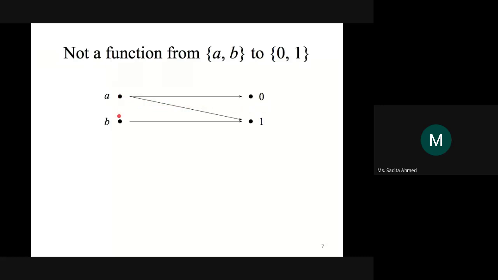Each of these elements can be mapped to exactly one element from the right. So A here is mapped to more than one element on the right, and this is something that is not allowed. That is why this is not a function. Okay?